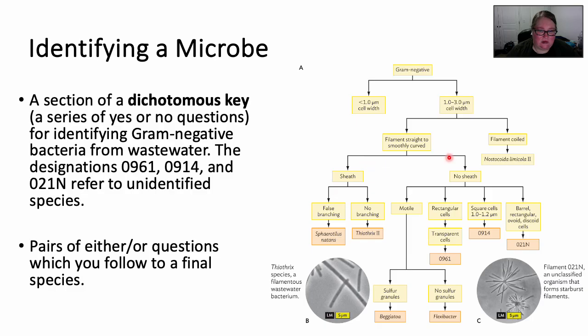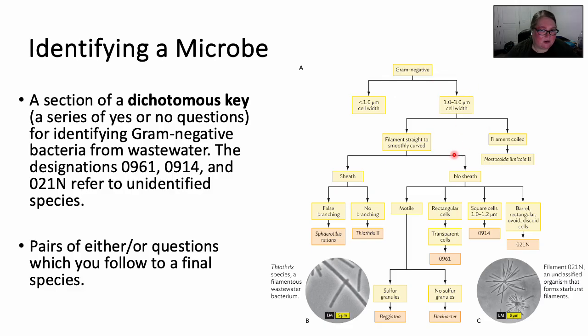If it's filament straight to smoothly curved, that gives us some more options. Does it have a sheath or no sheath? If it has a sheath, is it falsely branching or no branching? It's going to give us one of these two. Maybe it has no sheath, and that gives us a lot more options. Now, I want to pull your eyes down here to these ones with numbers. These are bacteria species that have not yet been identified, so we don't know what they are. But this is how we would use a dichotomous key. We would just answer yes or no as we go through this.